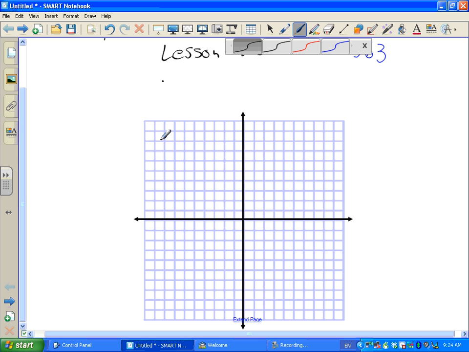The idea to this is you guys need to recognize what an exponential function is. So remember, we have our f of x. B is going to stand for our base, and our x will be our exponent. Okay?